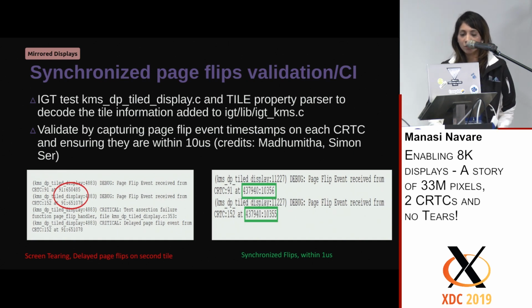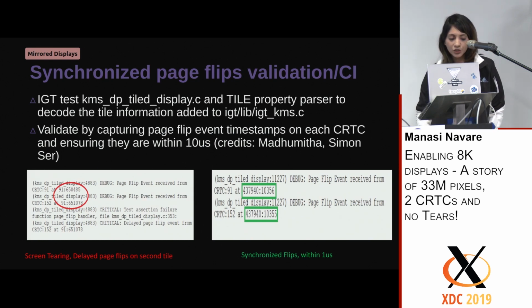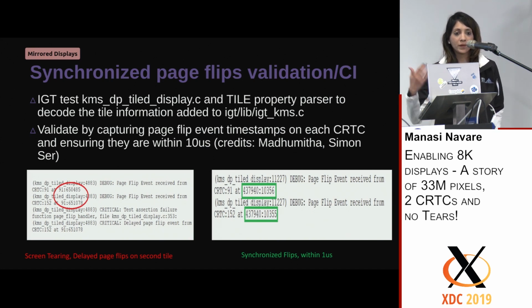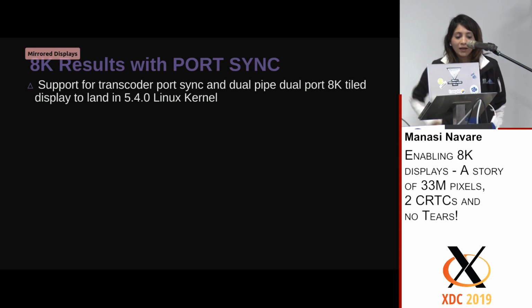So now we have everything working upstream. On the left side, you see what we had without the transcoder port sync, and it shows the page flip timestamps for 2 CRTCs, and it's like 500 microseconds apart. That's where you would see tearing, and I have pictures of that in the next slide. And what I see now when I run the test is it's barely 1 microsecond apart. So the page flip events occur on both the CRTCs at the same time, and no tears either.